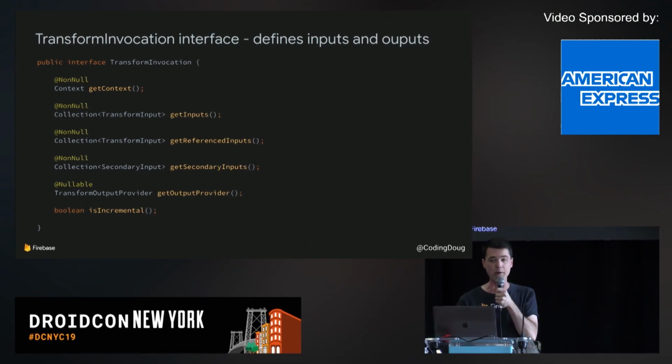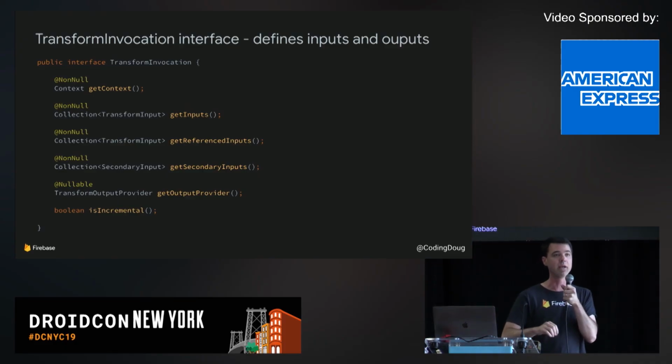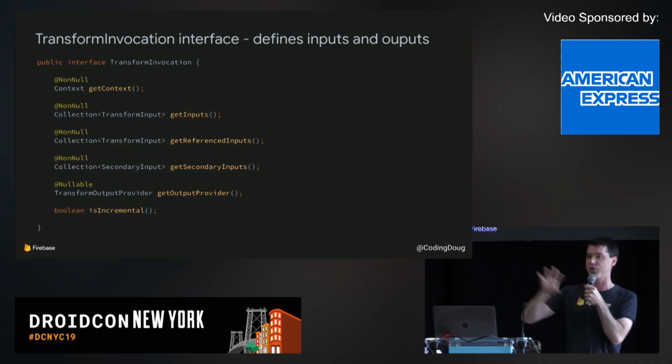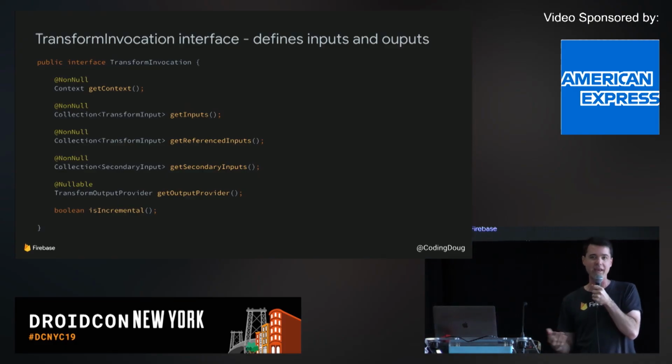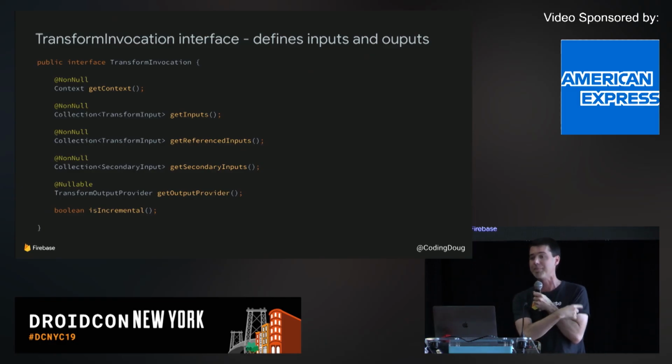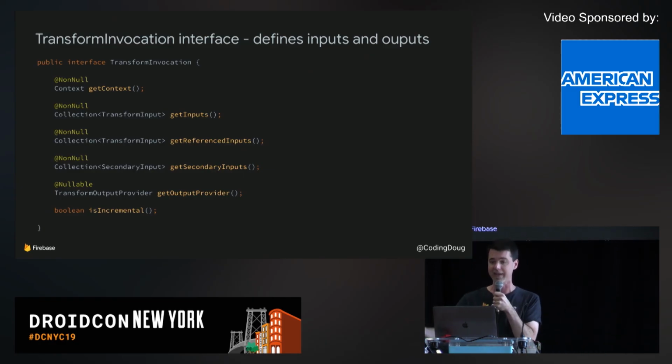It's also giving you an output provider. And the output provider tells you if you want to process an input, where should you drop the files. So you can't just drop them anywhere. You have to drop them in the place that the transform is telling you is allocated for your files. And of course, you can find out whether or not this build is an incremental build.